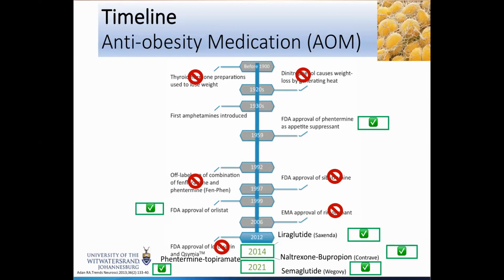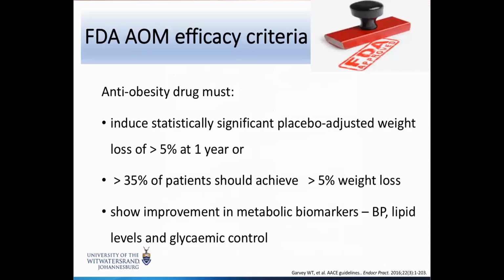So for a drug to be FDA approved, it needs to meet the following criteria. It needs to induce a loss of weight of more than 5% at 1 year, or more than 35% of patients should achieve 5% of weight loss, and it should show improvement in metabolic biomarkers. That includes blood pressure, lipid levels, and glycemic control.